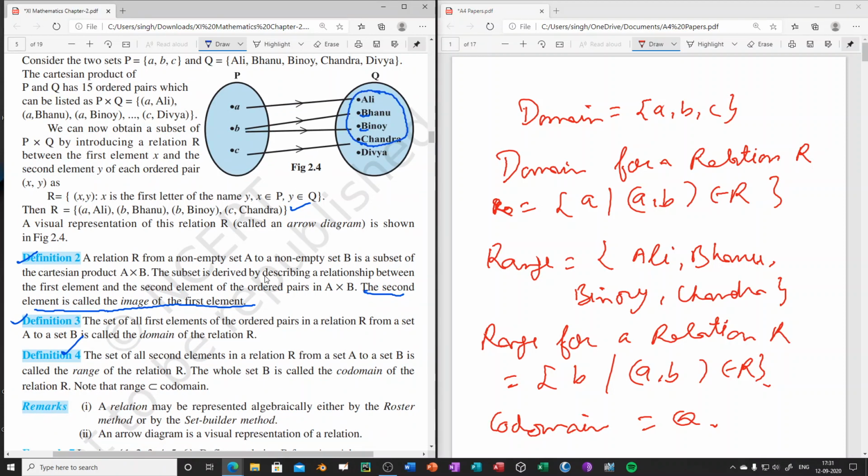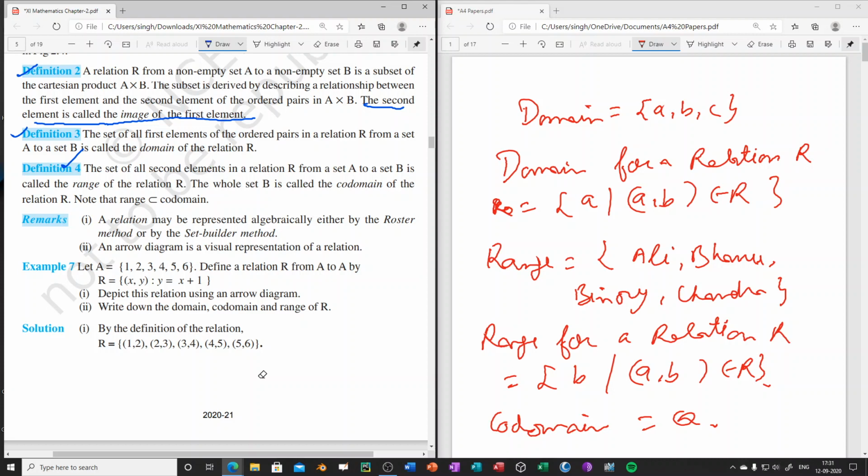So the range is the collection of all the names, that is Ali, Bhanu, Binoy and Chandra. And what is the codomain? The codomain consists of the names Ali, Bhanu, Binoy, Chandra and Divya. That is, in the codomain one more name is there. So we can always see that either the range will be equal to the codomain, or the range will be smaller, having fewer elements than the second set. Not only this, the range will always be a subset of the codomain. Either it will be equal or the number of elements will be less, but it will definitely be a subset.